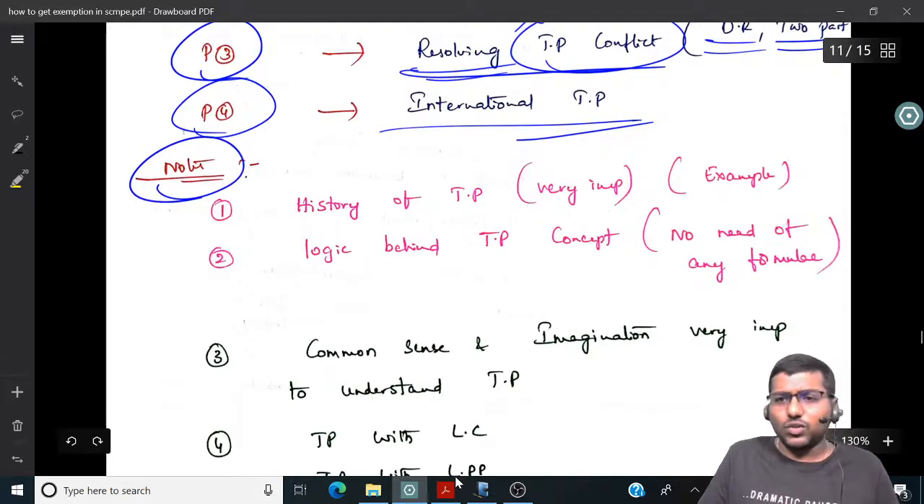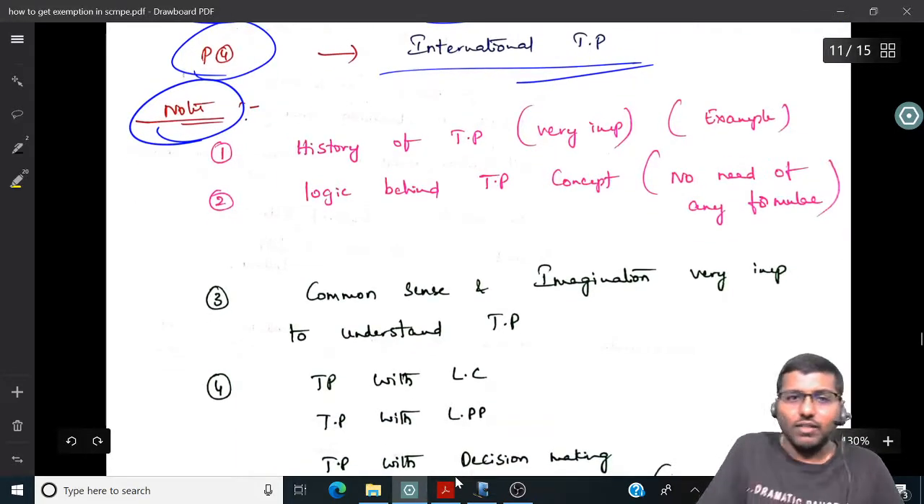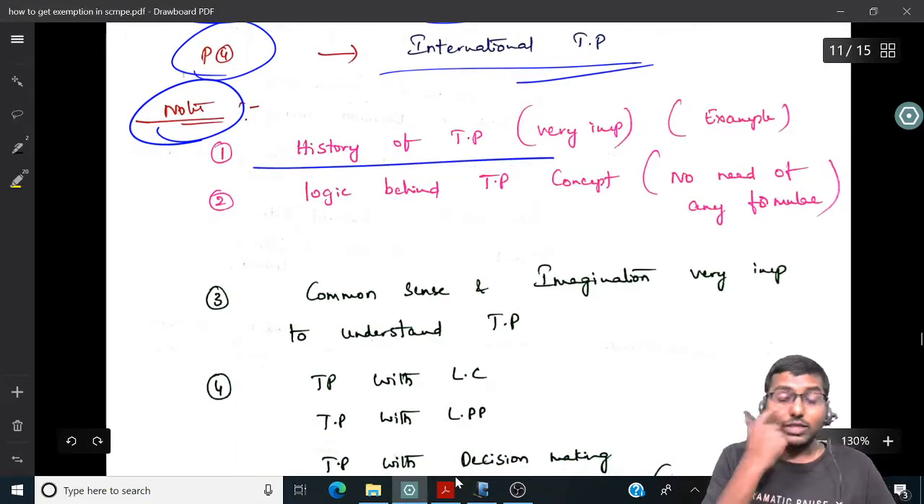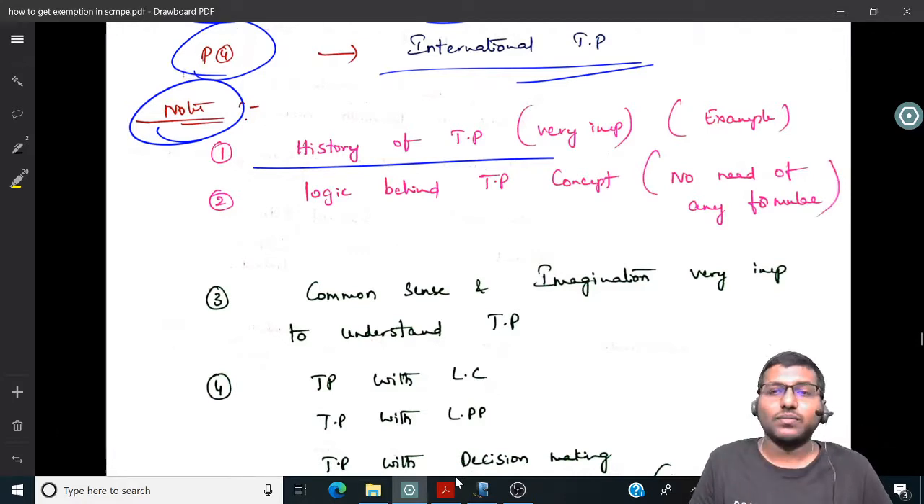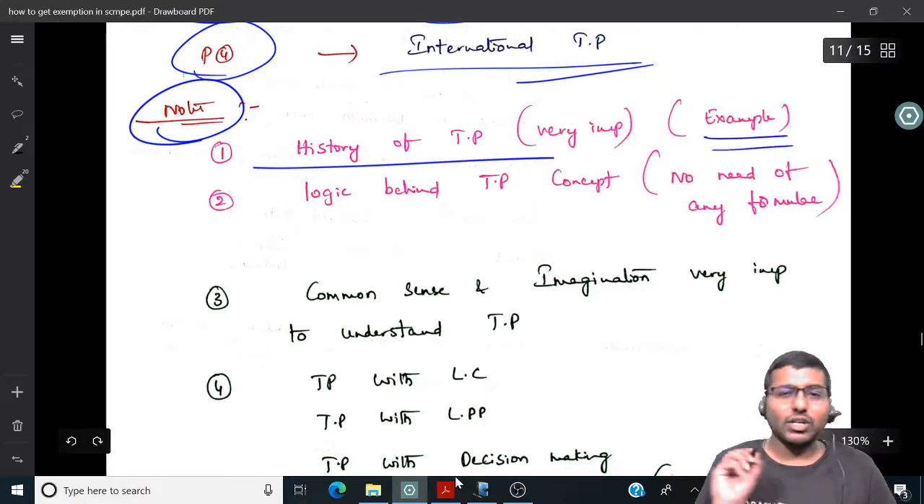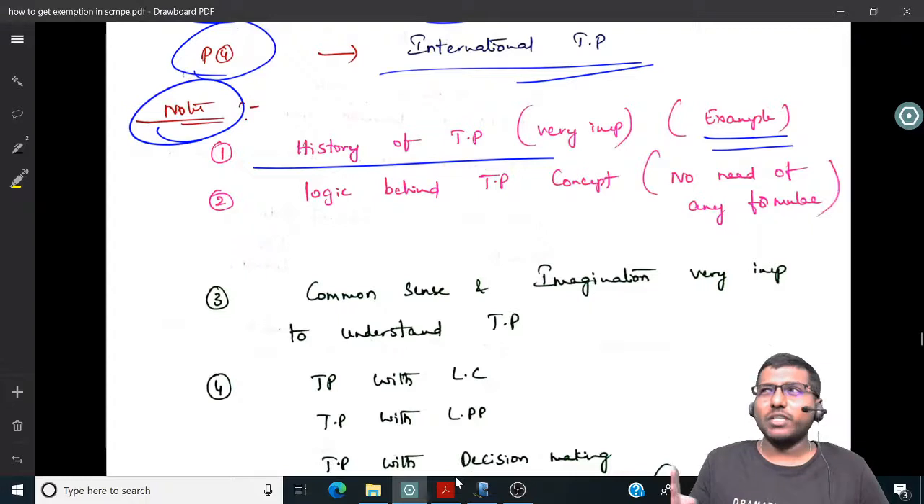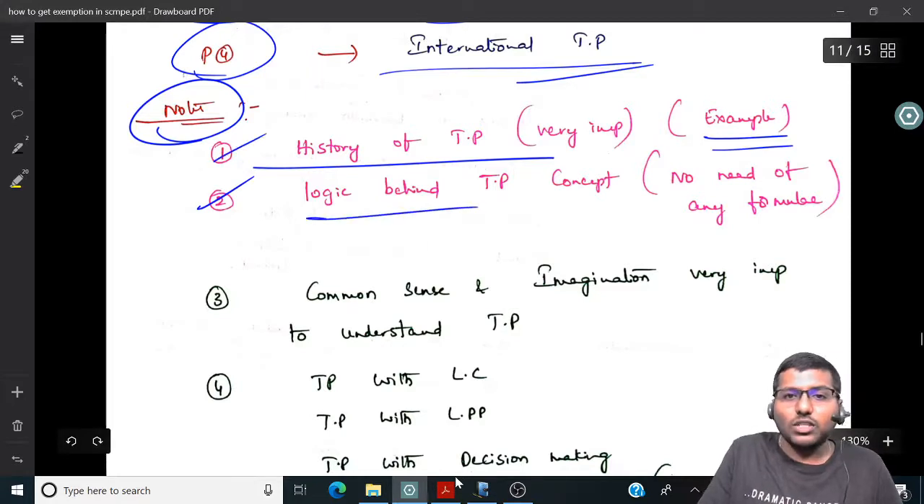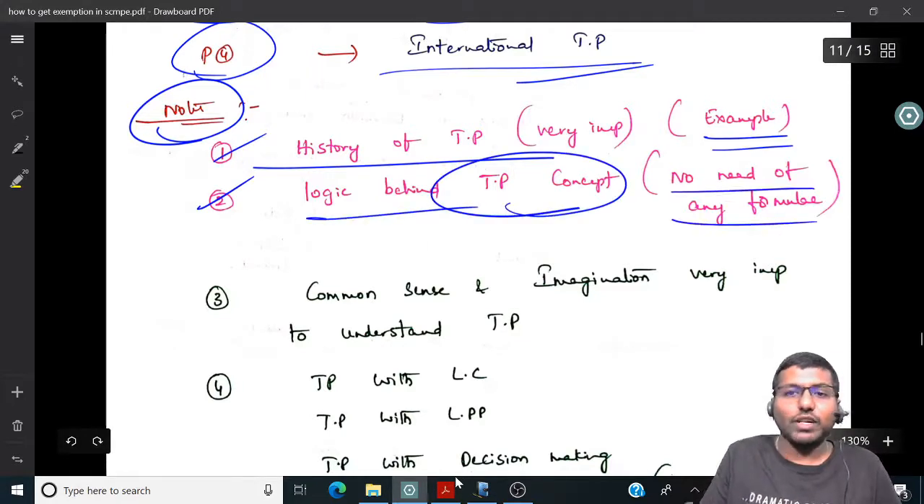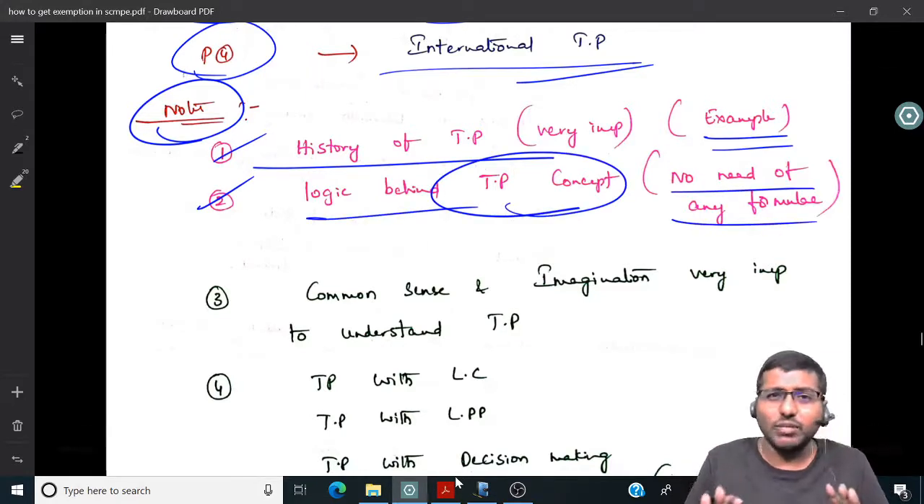Let's look at the additional notes. What are the things you have to keep in mind? The first thing is you need to know the history of transfer pricing. Very important. I'll explain shortly in this video. You may ask, what do you mean by history of transfer pricing and why is that relevant? Yes, it is relevant. Once I start explaining, you will understand. Next, the logic behind the transfer pricing concept. No need of any formula. First of all, keep this in mind.